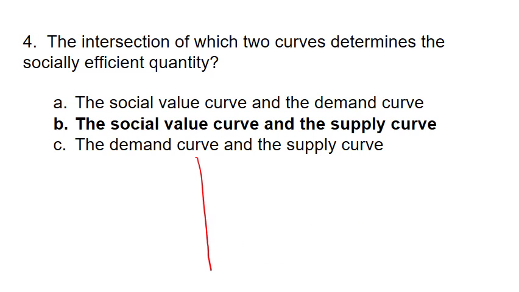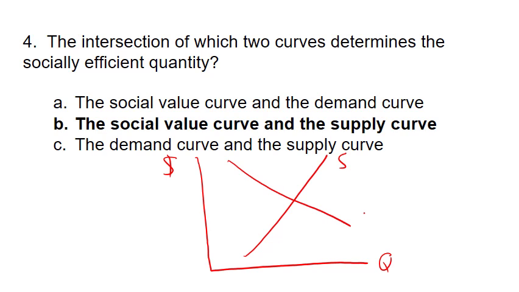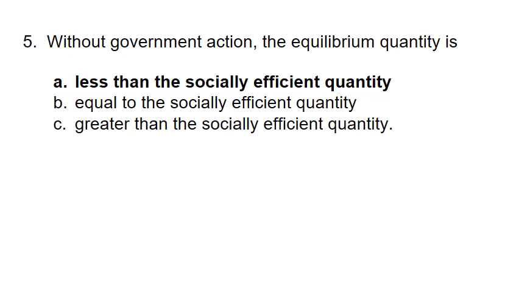The two curves that determine the socially efficient quantity are the supply curve and the social value curve. Let's call that quantity QSE, for the quantity that's socially efficient. Without government action, the equilibrium quantity is going to be less than the socially efficient quantity.